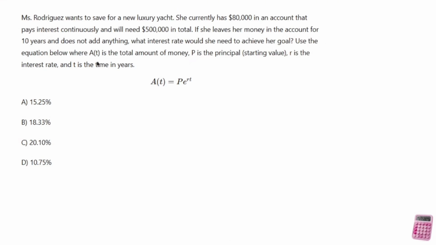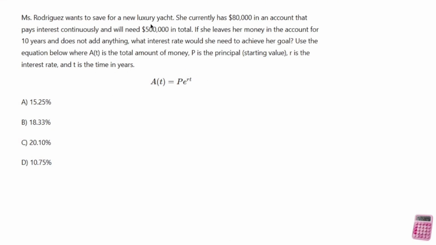Use the equation below, where A of t is the total amount of money, P is the principal starting value, r is the interest rate, and t is the time in years. So what we need to search for is some magical interest rate that's going to turn 80 grand into $500,000 in 10 years.